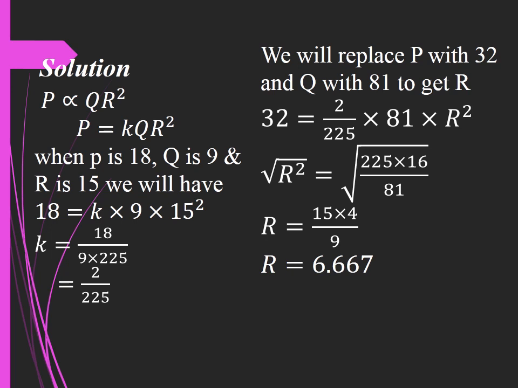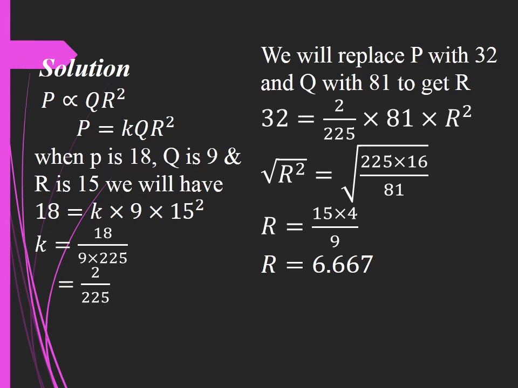Solution: we are going to have p is jointly proportional to q and r squared, and this will give us p = kqr squared. When p is 18 and q is 9 and r is 15, we will have 18 = k multiplied by 9 multiplied by 15 squared. Then k = 18 over 9 times 225, and this will give us 2 over 225.